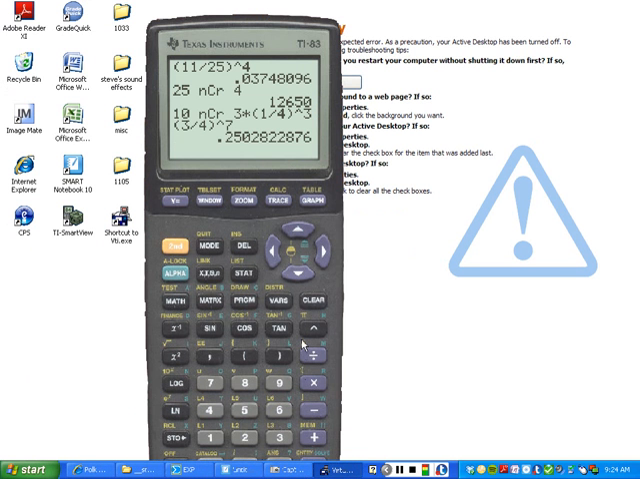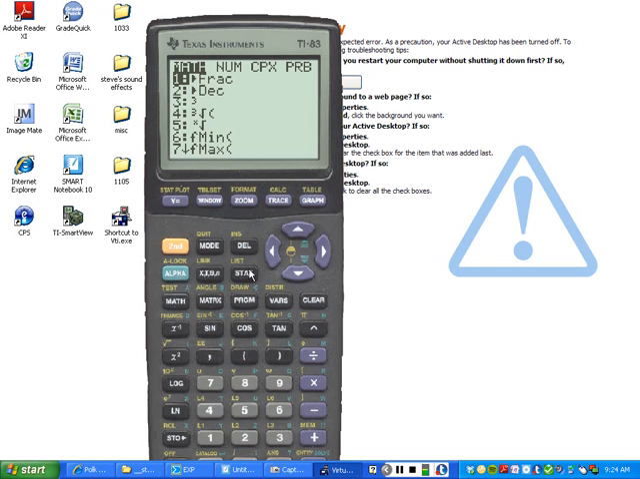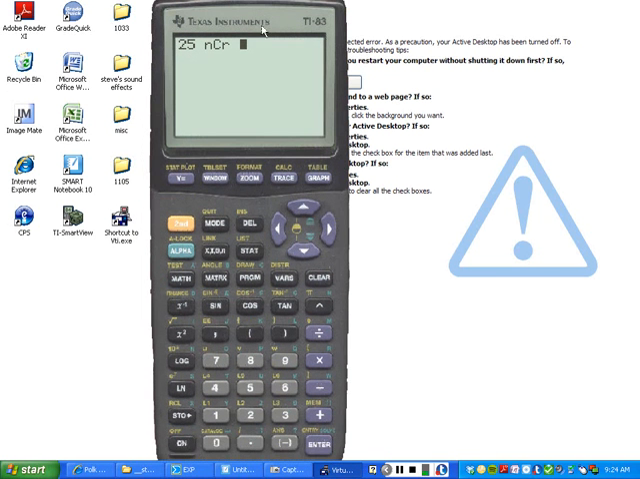We're going to go 25C22. 25, math. Go over to PRB. Option number 3 is nCr. 25C22. Now we're going to type in the 0.96 raised to the 22nd times the 0.04 being raised to the 3rd.